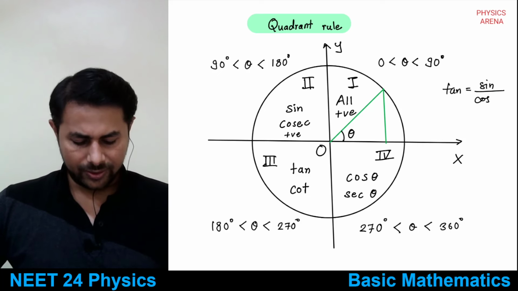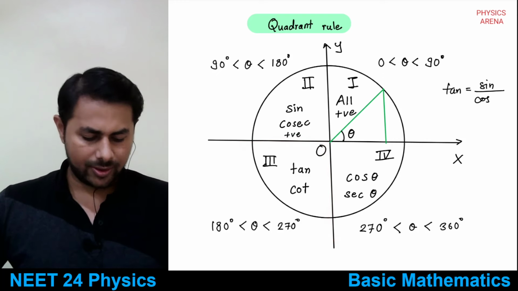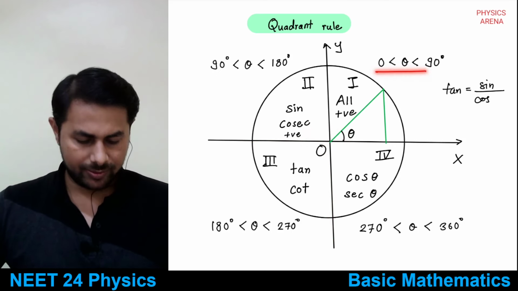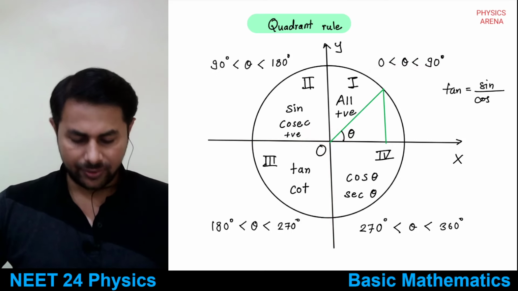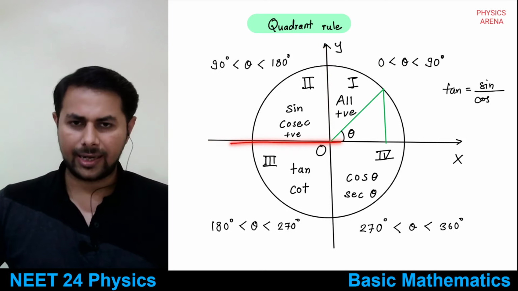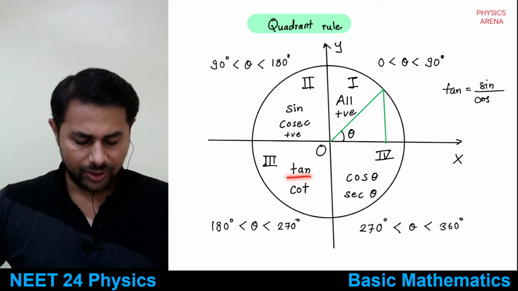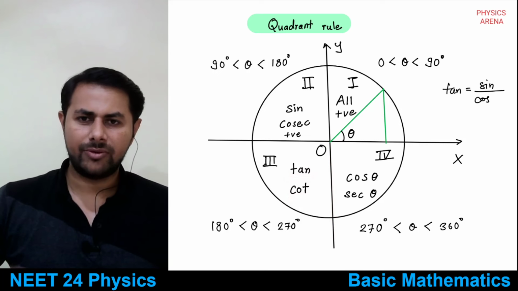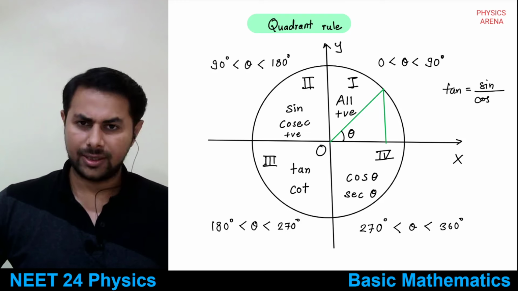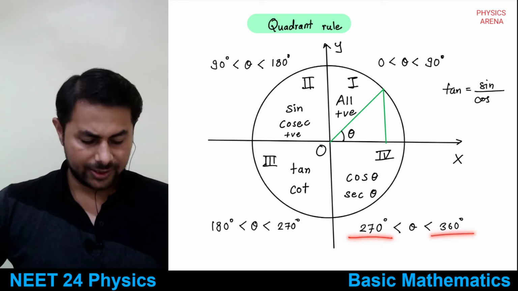Okay, so that's why in the third quadrant, meaning the angle would be greater than 180 degrees. First quadrant is angle between 0 and 90 degrees. Second is angle between 90 and 180 degrees. In the third quadrant, angle is greater than 180 degrees but less than 270 degrees. So only tan and cot would be positive, everything else is negative, right? And then come to the last quadrant, that is angle between 270 degrees to 360 degrees.